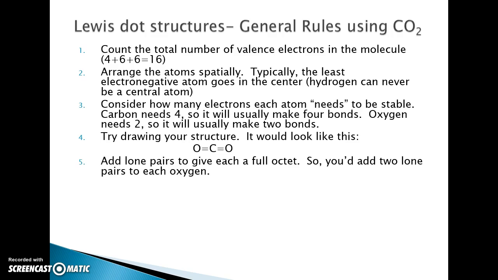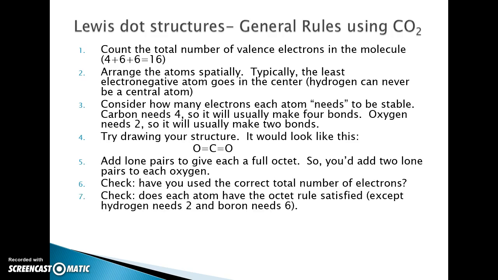Now we're going to add lone pairs as needed to give each atom a full octet. So we would add 2 lone pairs to each oxygen, which would bring us up to a total of 16 electrons. So let's check. Have we used the correct total number of electrons? Well, once we add in those lone pairs, we'll have 16, so yes.